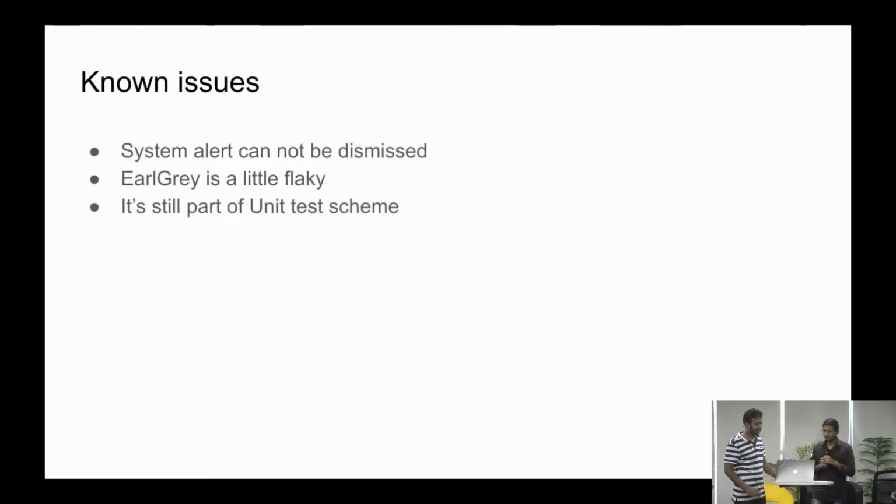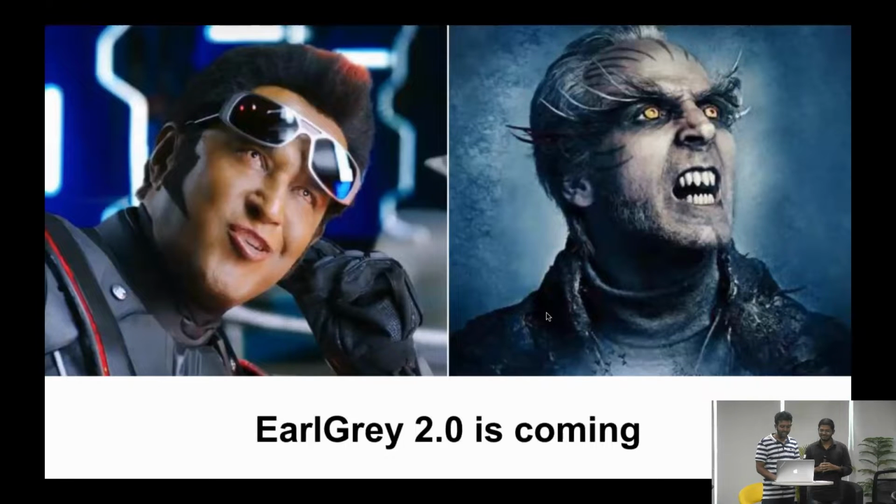Yes, Gaurav, I do agree that system alerts do break the flow. But for that, we have EarlGrey 2.0. To prove that Google is contributing to this very actively, Google has come up with EarlGrey 2.0. All the issues that we have faced in EarlGrey version 1 have been addressed in EarlGrey 2.0. For starters, it comes under the UI test framework, so it is possible to do end-to-end testing here.